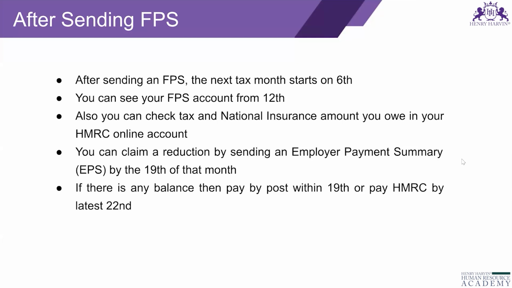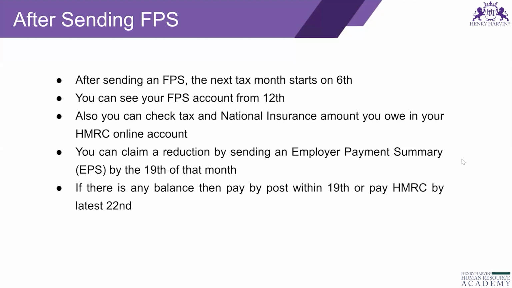Also, you can check the tax and national insurance amount you owe in your HMRC online account. So by the 12th, you can see in your HMRC online account these amounts, which will reflect the total FPS amount that you have sent. You can claim a reduction by sending an Employer Payment Summary by the 19th of that month. So EPS has a deadline of the 19th of the next month. But you can send it along with the FPS. That is fine. You can send it early.